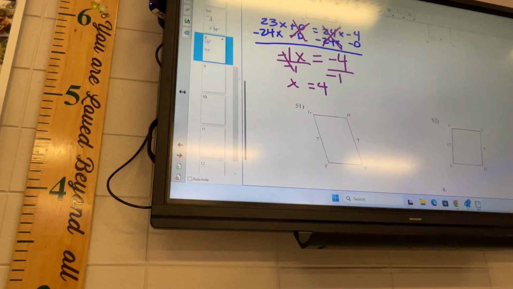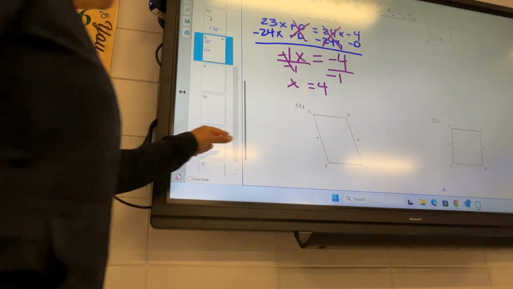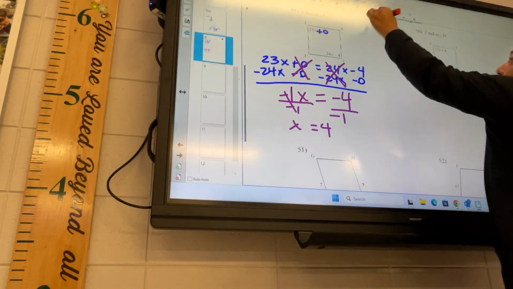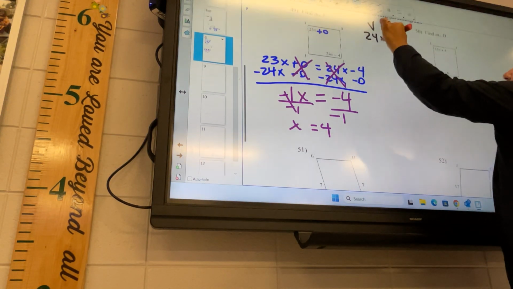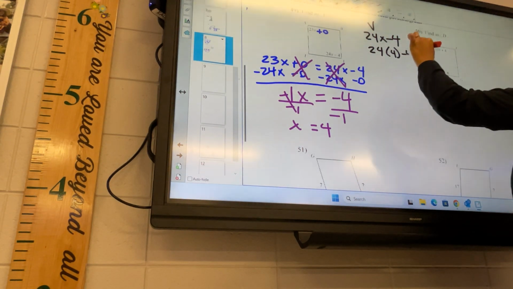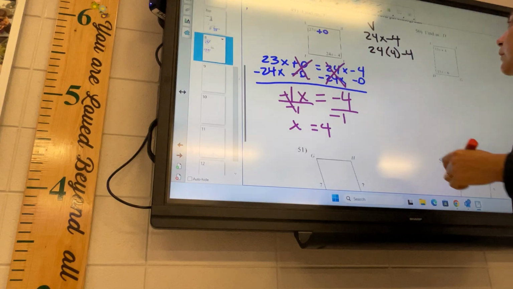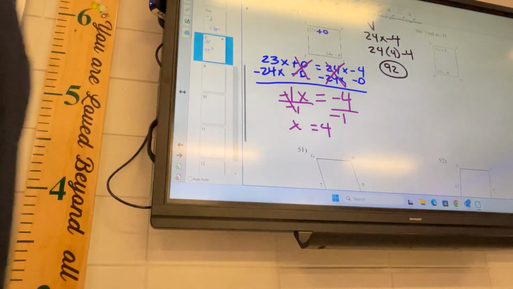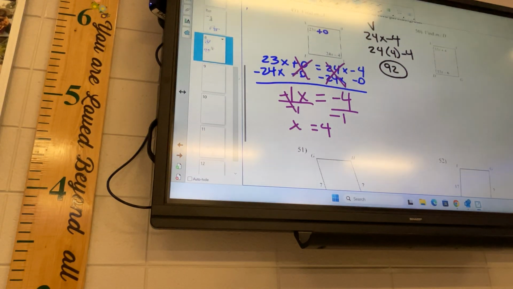Do we stop or plug it back in? Plug it back in. Which one do we plug it into? V. It says that V is 24x minus 4, so it's going to look like 24 times 4 minus 4. 92. Which other one is 92? X is also 92. How could I find W or U?